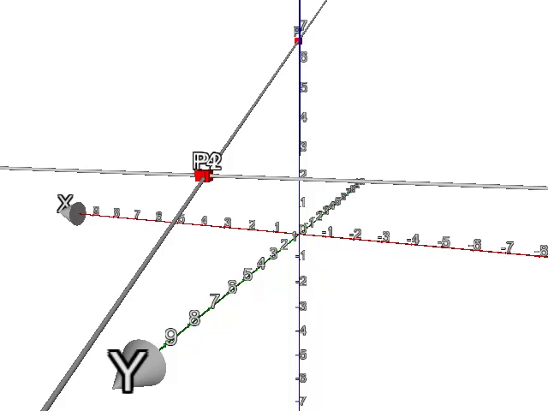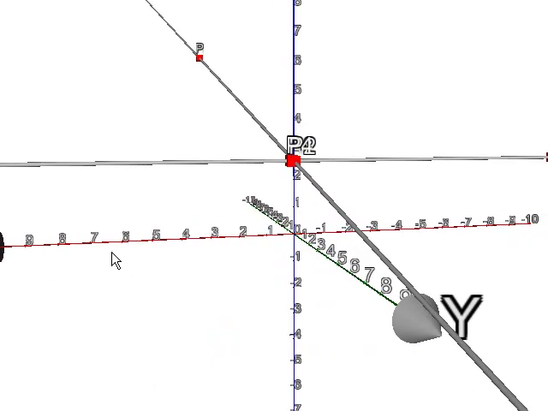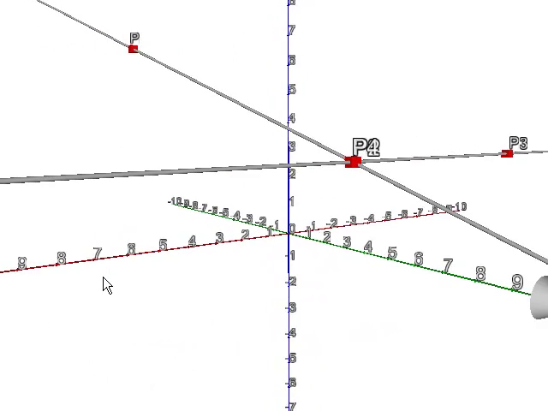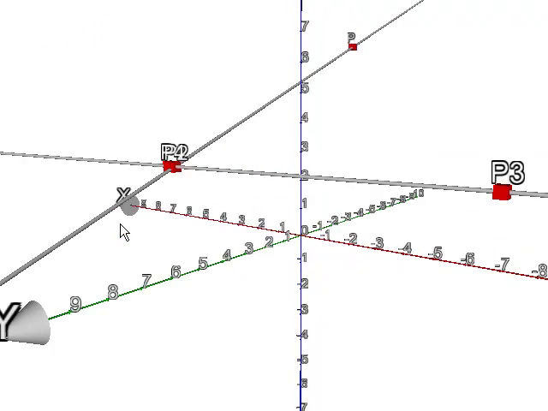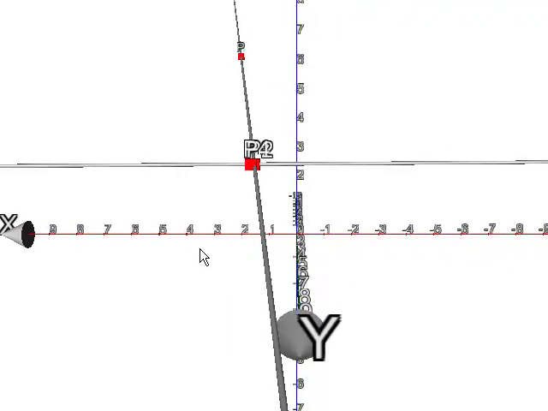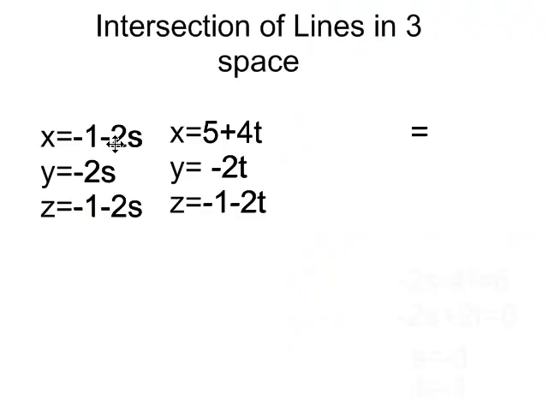We're familiar with finding the coordinates of the intersection of two lines in 2 space. We're going to be looking at finding the intersection of lines in 3 space. In other words, we're going to try and find the x, y, and z coordinates that are common to both these lines. Now we're going to start up with these equations written out in their parametric forms.